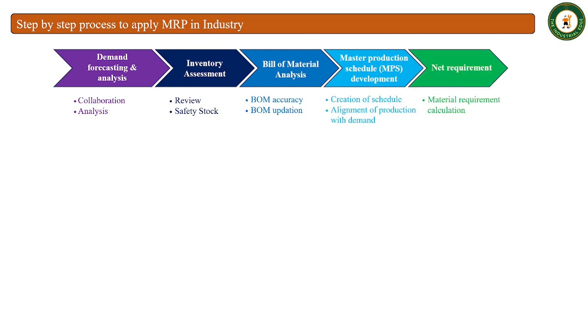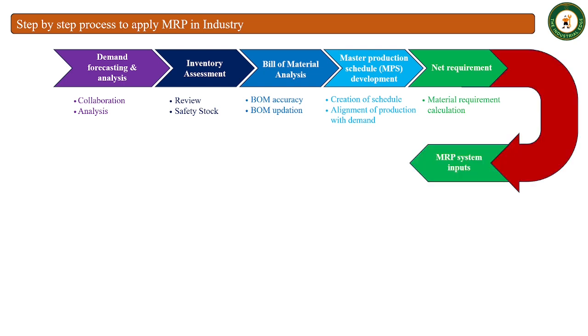Next, net requirement. Calculate the net material requirement by subtracting existing inventory and scheduled receipts from the total required capacity. Now the sixth step, MRP system input. Enter the net requirement, lead time and other relevant data into the MRP software system.